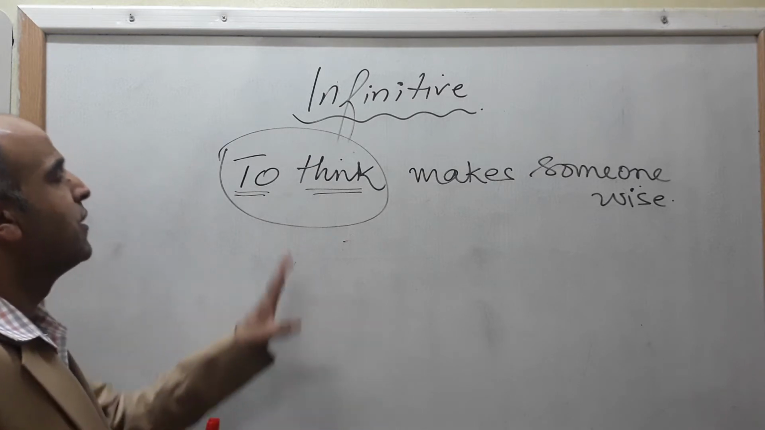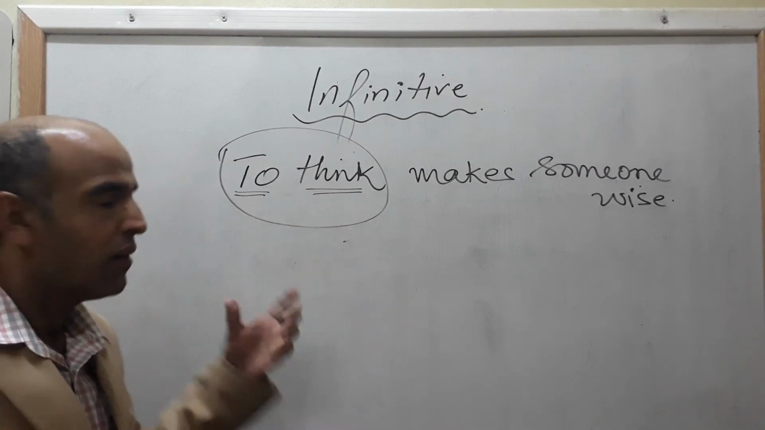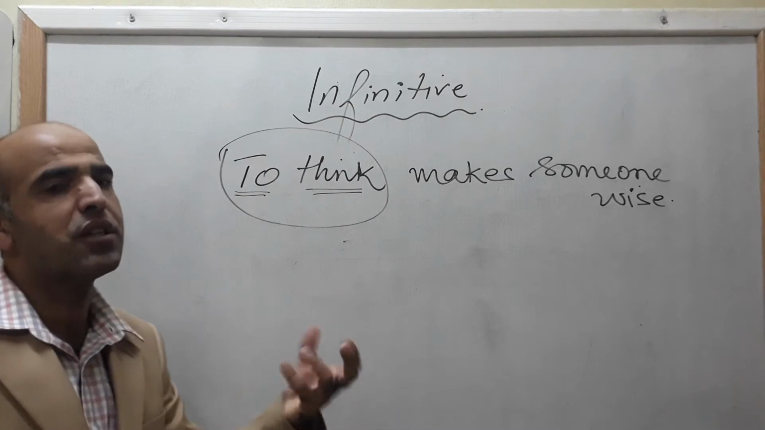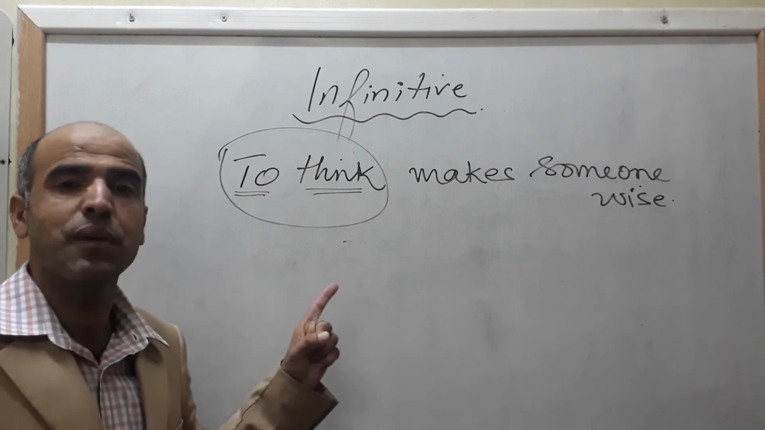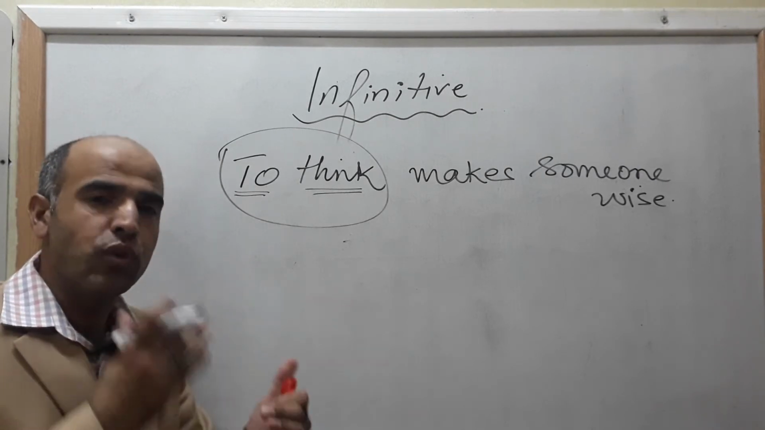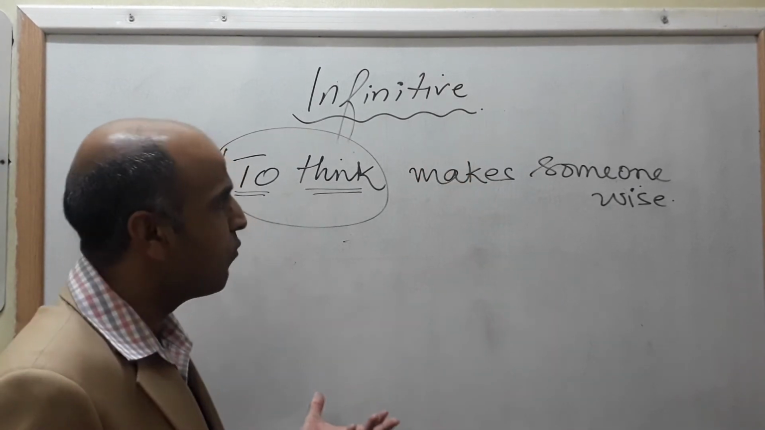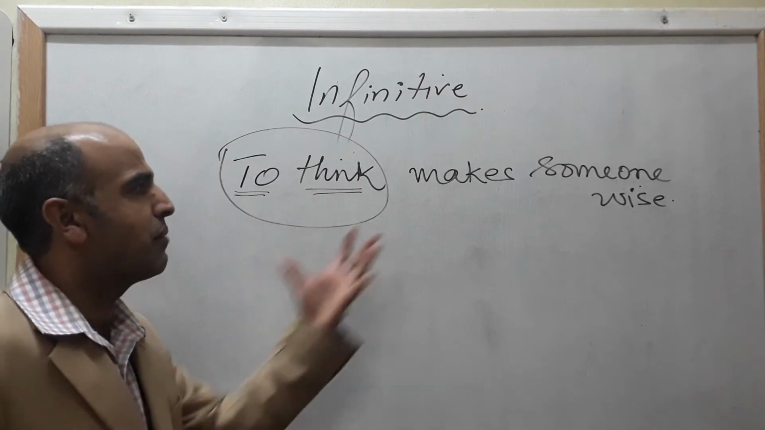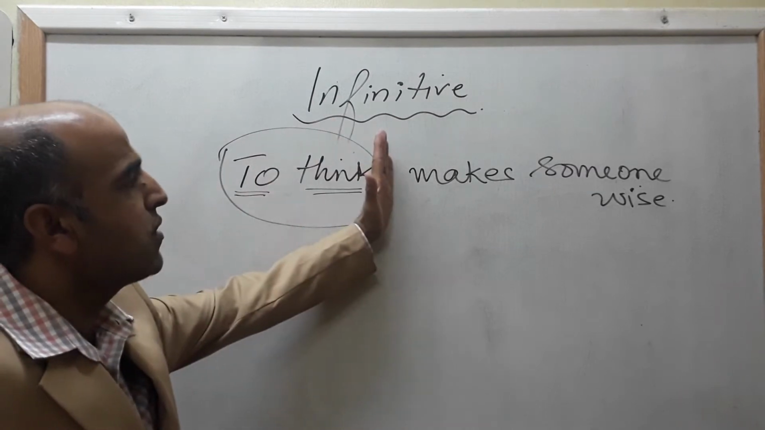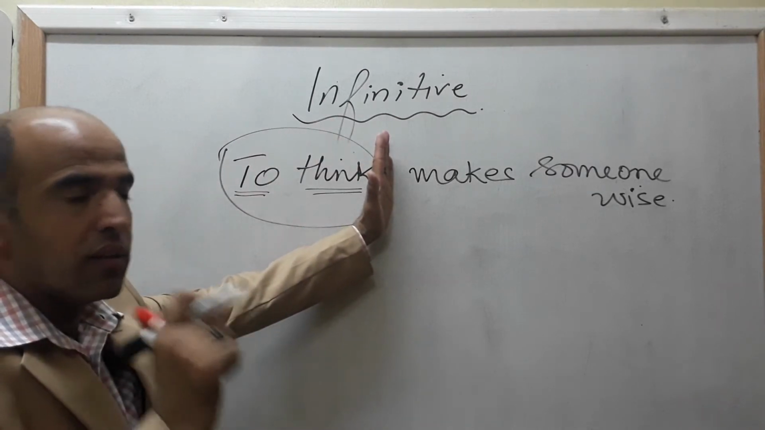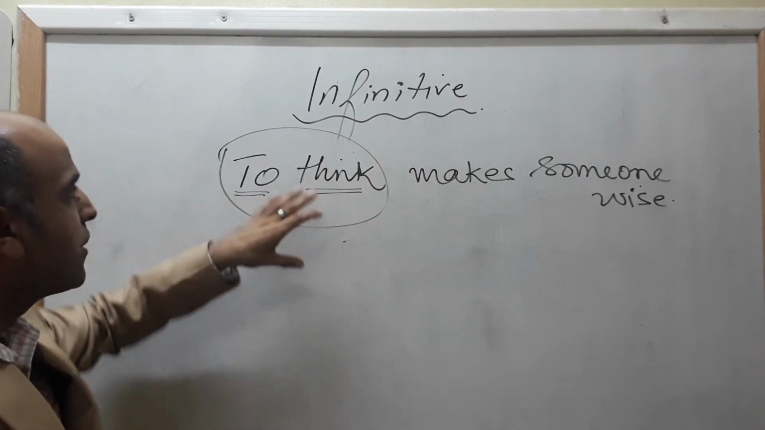Keep in mind that your subject is something or someone we talk about. The second definition is that your subject is the doer of an action, the agent, as we call it in modern English. So, makes someone wise. What is something that makes someone wise? What is it? To think. Clear? The answer to the question is to think.